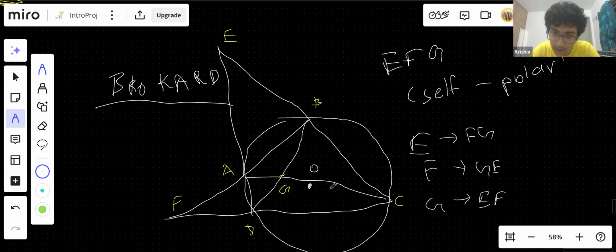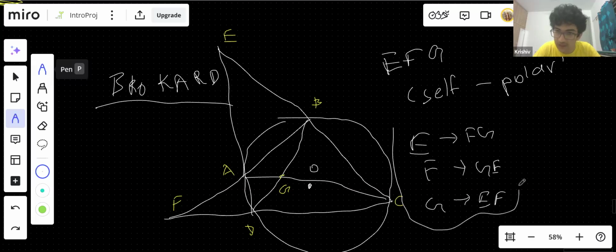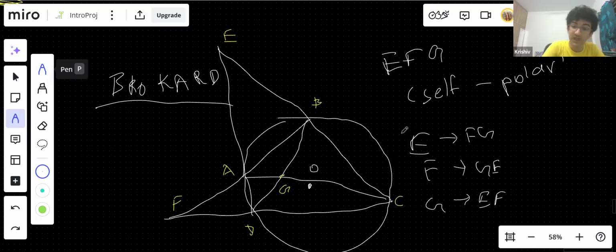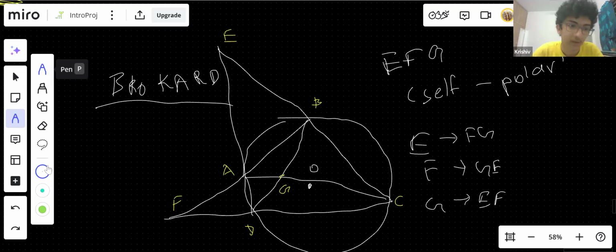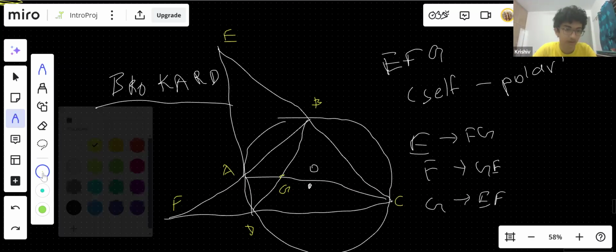And now, why is the circumcenter there? Can anyone provide some insight as to why the circumcenter would possibly be there? Why do you think it's there? Suppose this is true. Suppose FG is the polar of E, suppose GE is the polar of F, and suppose EF is the polar of G. Orthocenter. Exactly. Very nice.